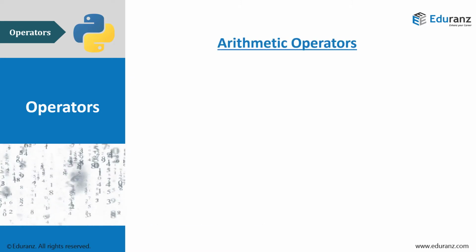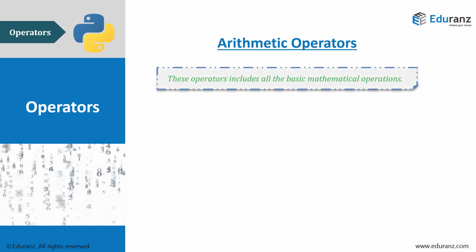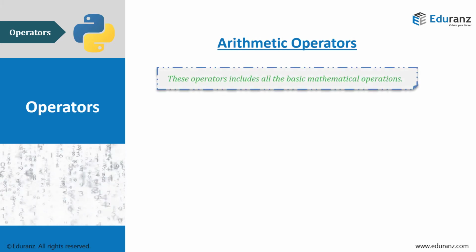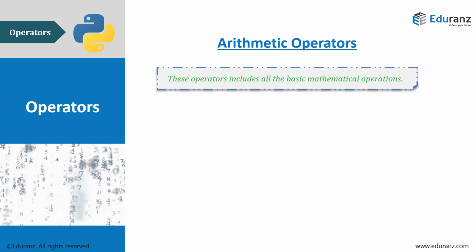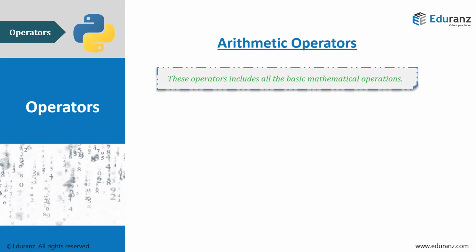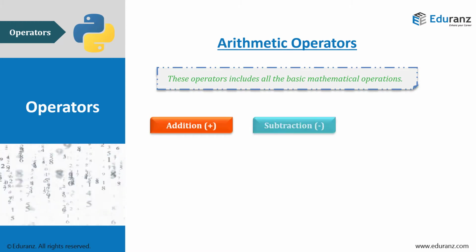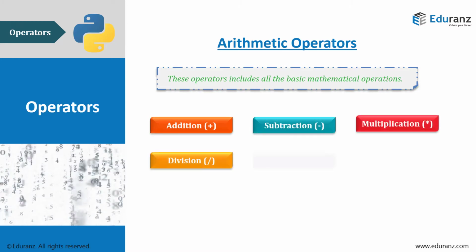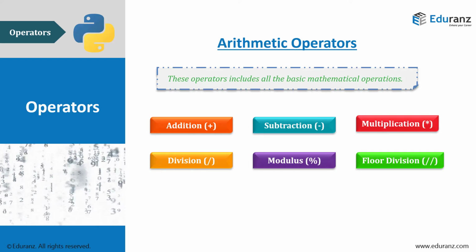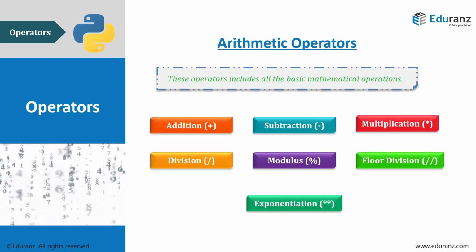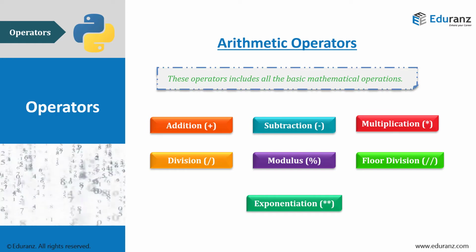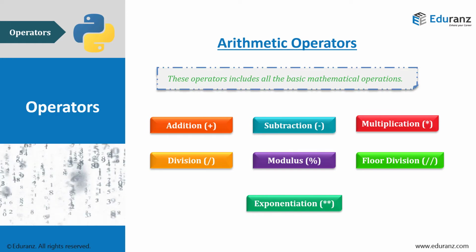So guys, first and foremost, when we talk about the arithmetic operators, as I said, these operators include all the basic mathematical operations, right? These include addition, subtraction, multiplication, division, modulus, floor division, as well as the exponentiation, right? So what exactly happens in addition? You all know that, right? It adds the values on either side of the operator.